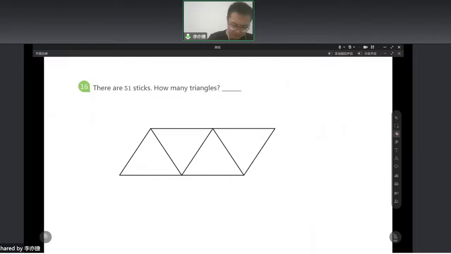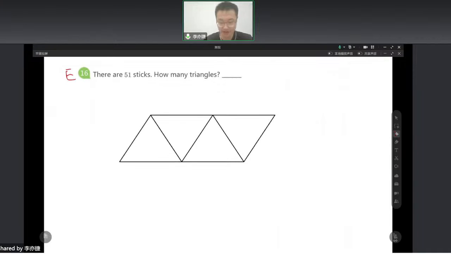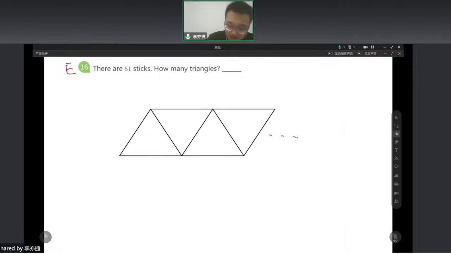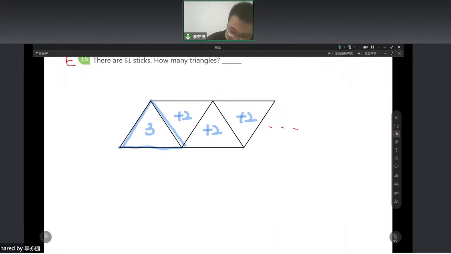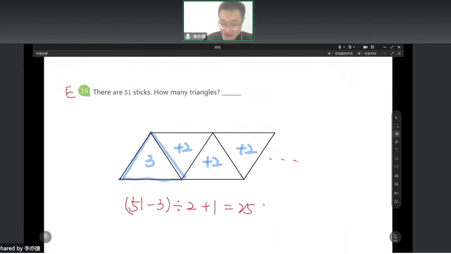16. This is a GEP question, I have to say. Can we just skip it? Actually, for the first triangle, we have 3. Then for each of the new triangles, plus 2, plus 2, plus 2. It's a GEP question, right? So we just use 51 minus the initial 3, divided by 2, then plus 1. That will be okay. So the final answer is 25. Yeah. Or can we skip it?